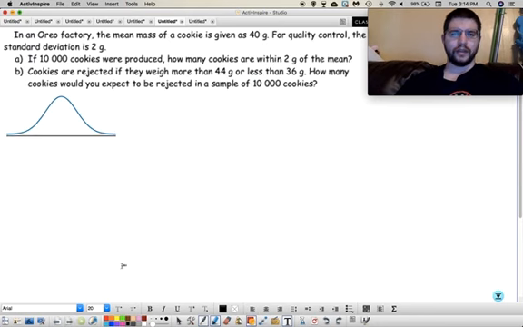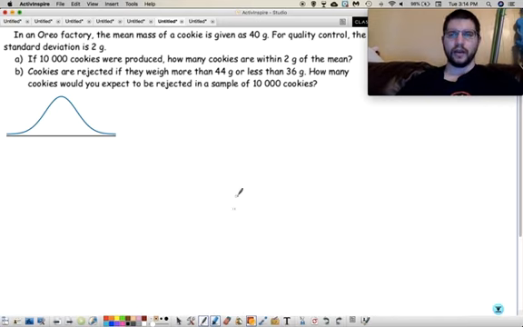All right. Oreo factory, the mean mass of a cookie is 40 grams. For quality control, the standard deviation is 2 grams. Can't have heavy cookies. If 10,000 cookies were produced, how many cookies are within 2 grams of the mean? So that's 1 standard deviation. So here's the mean, 40 grams, and we want within 2 grams. So that would be 38 to 42.